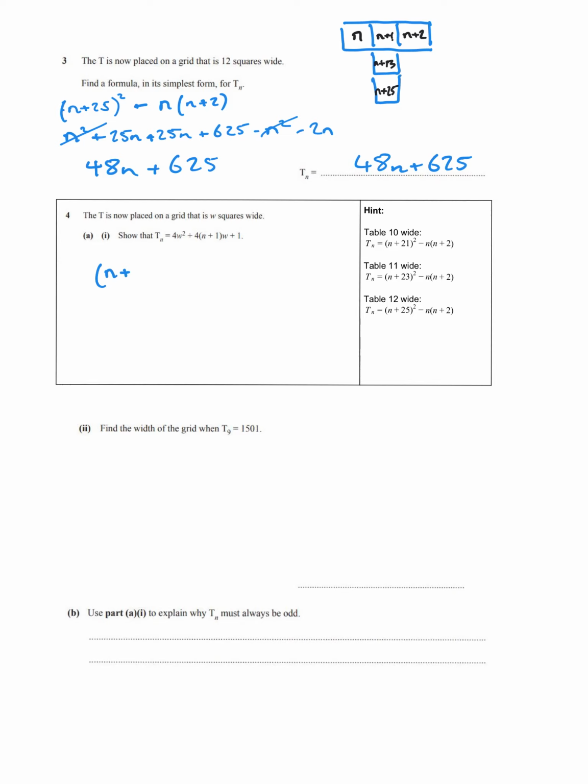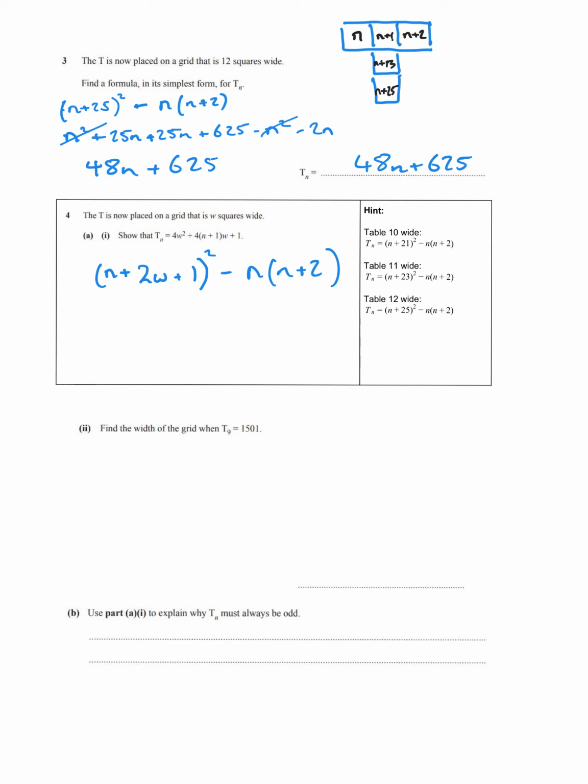So it's N plus 2W plus 1 squared minus N plus 2. And all I've done for the second section here is I've now called it here. So what we said is it's 2 times whatever the width is, squared, minus N plus 2.